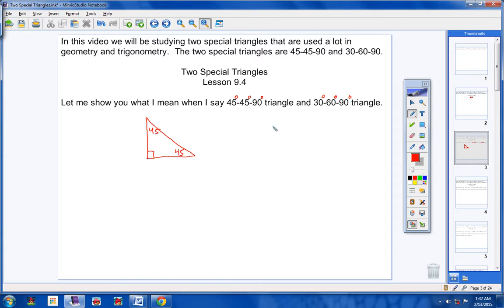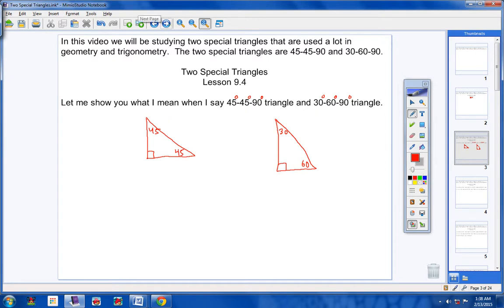So, that's a really bad triangle, isn't it? This would be an example here of a 30, 60, 90 triangle, okay? So understand, before we get started, what we're talking about when I say 30, 60, 90 triangle or 45, 45, 90 triangle. We're talking about triangles that have these angle measurements, okay?